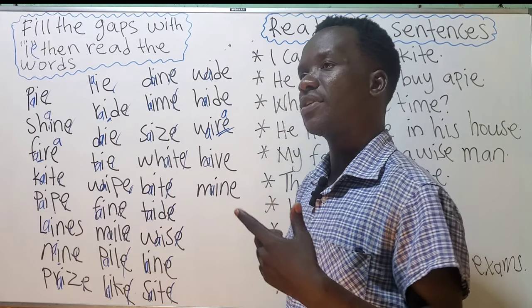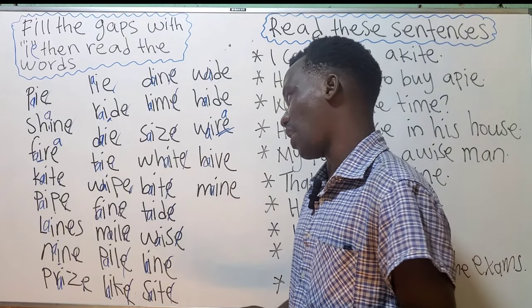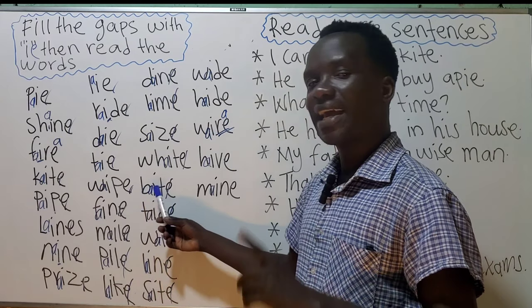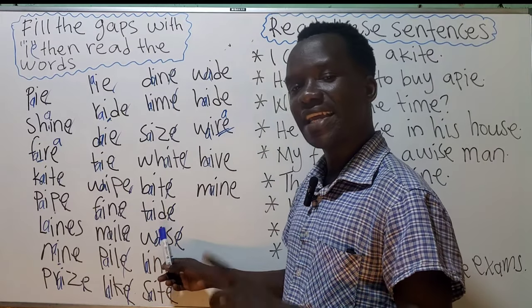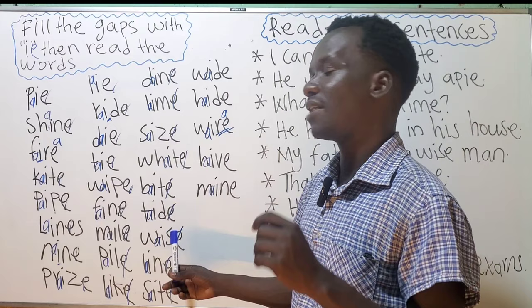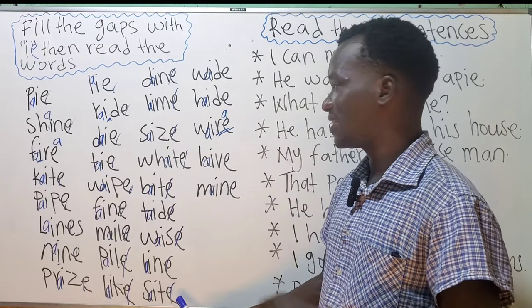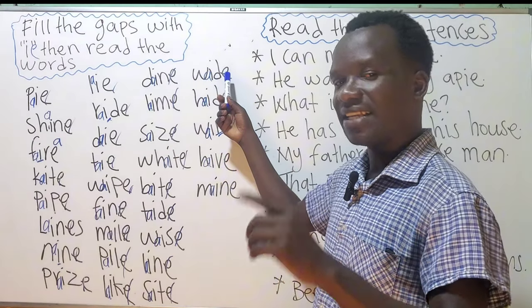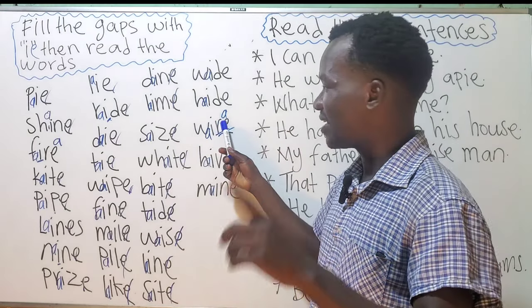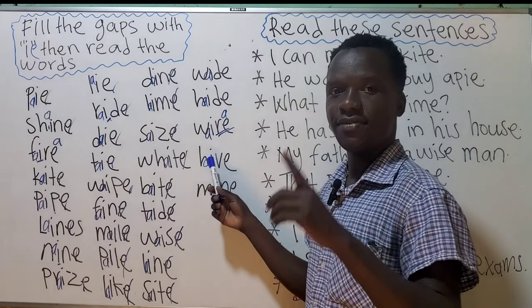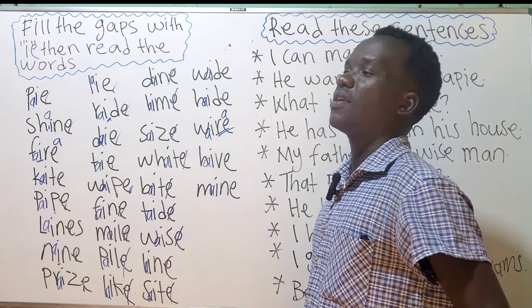All you can notice in my sound is E. All the time you can hear E somewhere, somehow, okay? For example, bite, tide, wise. You can hear the E in my sound. Line, sight, wide, hide, wire, hive, mine. Yes.